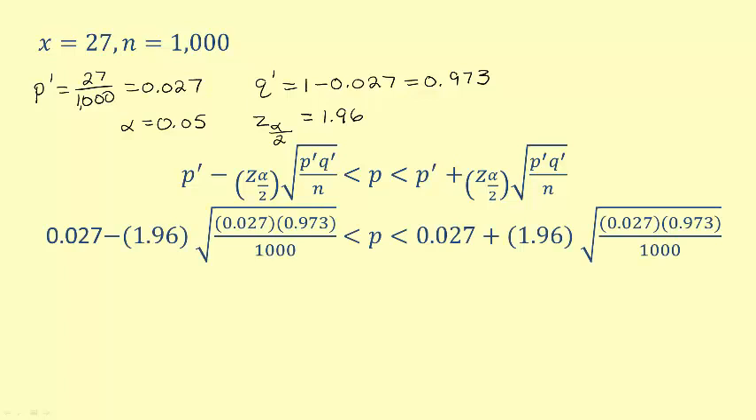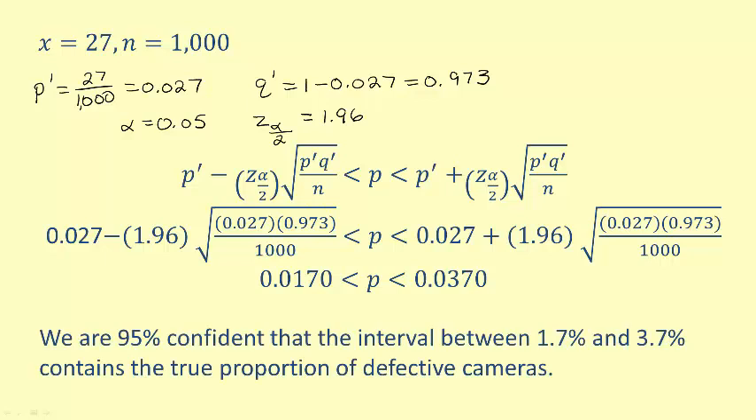Now calculate the confidence interval. Substitute the appropriate values and simplify, rounding to 4 decimal places. The confidence interval is 0.0170 is less than p, which is less than 0.0370. We can say with 95% confidence that the interval between 1.7% and 3.7% contains the true proportion of defective cameras. Since this interval contains values greater than 3%, we cannot conclude that the proportion of defective cameras is 3% or less.